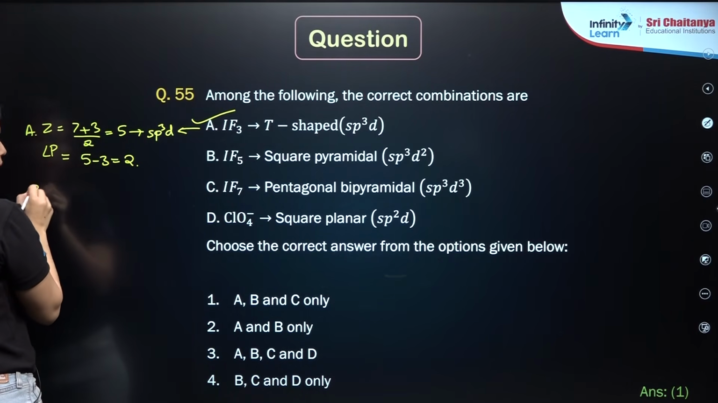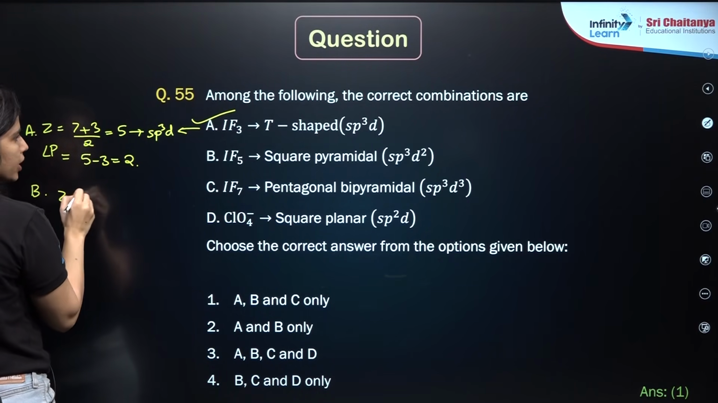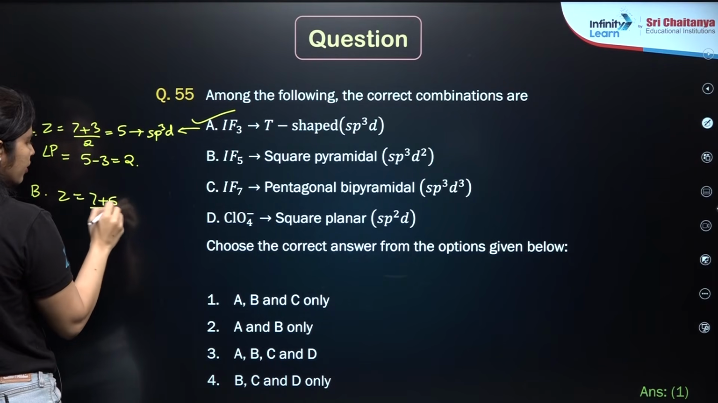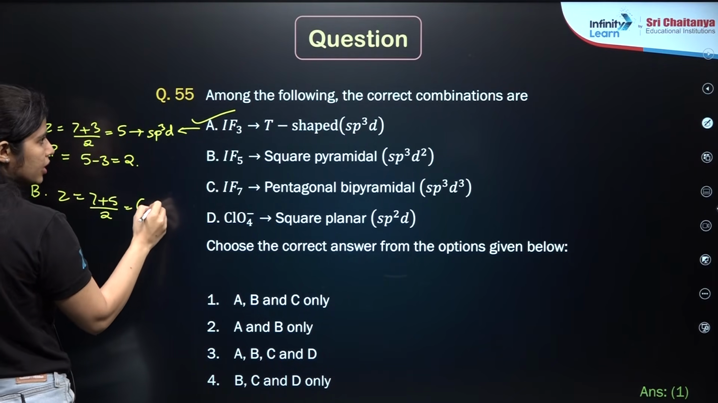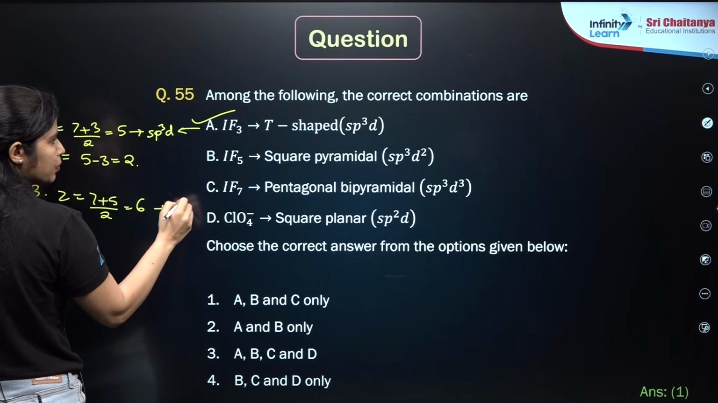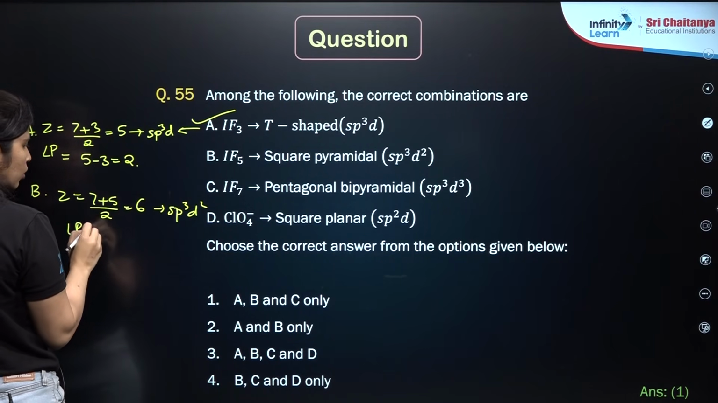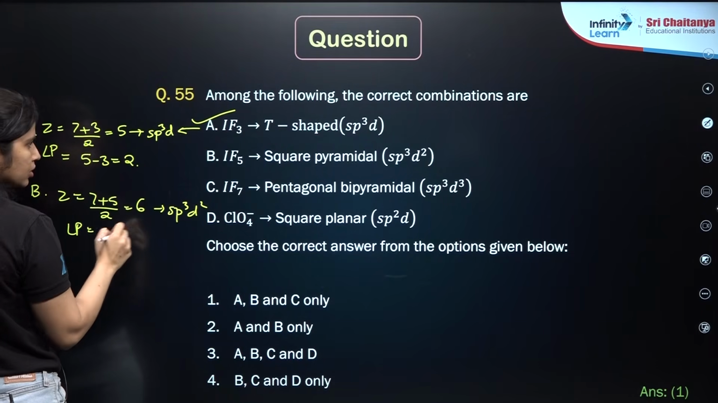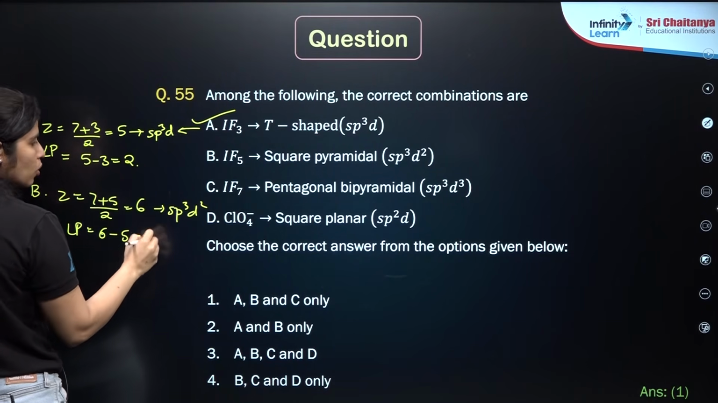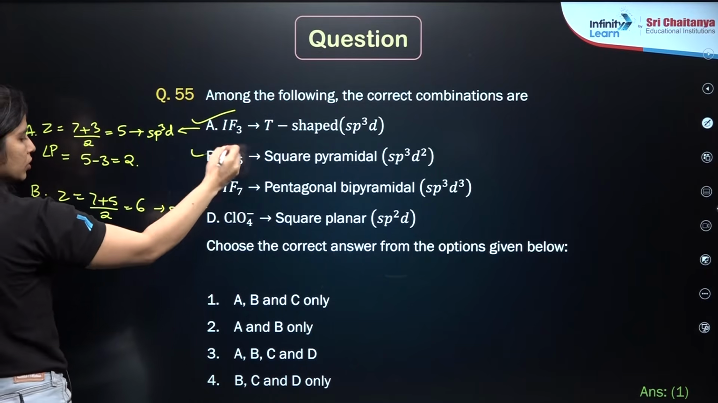Let's look at the B one, right? So it is going to be 7 plus 5 divided by 2, this will be 6. So that means it is going to be sp3d2. We do have one lone pair also that is present. So the lone pair is going to be steric number minus the surrounding atoms, which is 5, so 1. So square pyramidal, this is also correct.